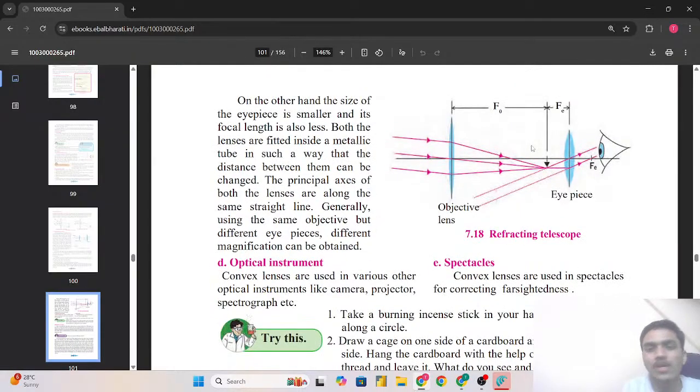So again, the lenses are fitted in the metallic tube, so we are able to adjust the distance between the objective lens and the eyepiece to obtain the clear image.